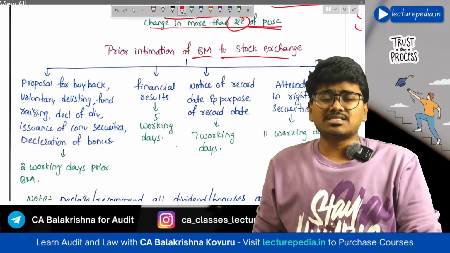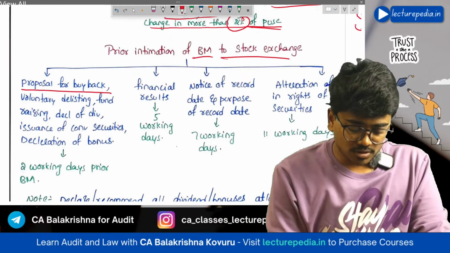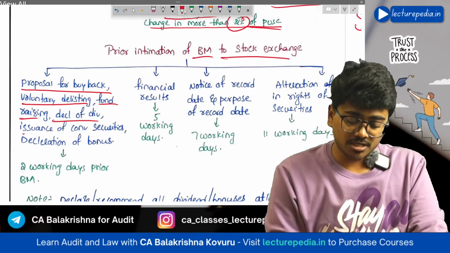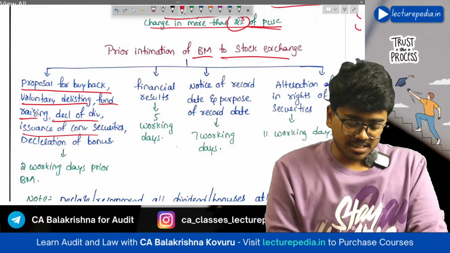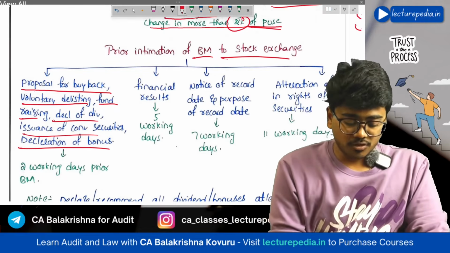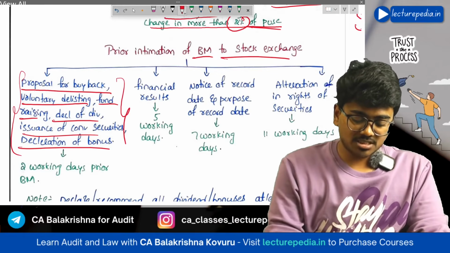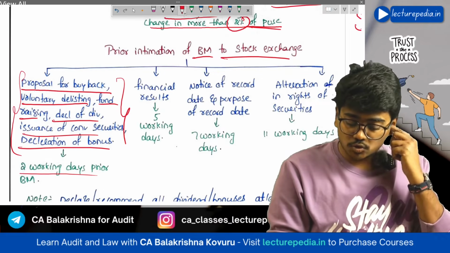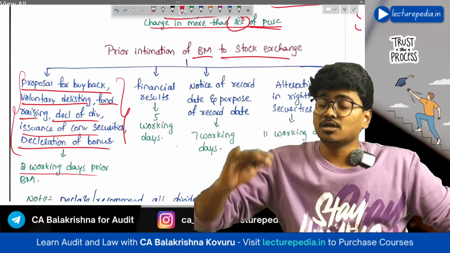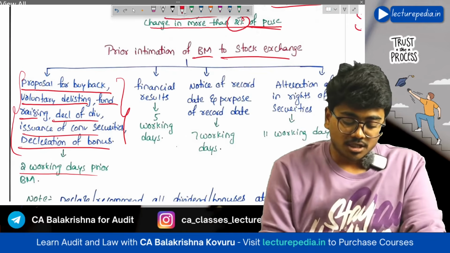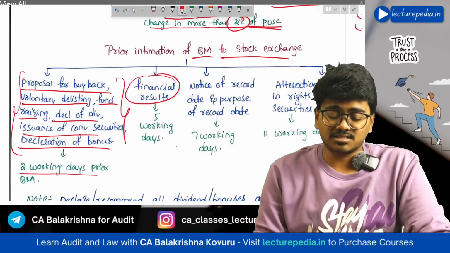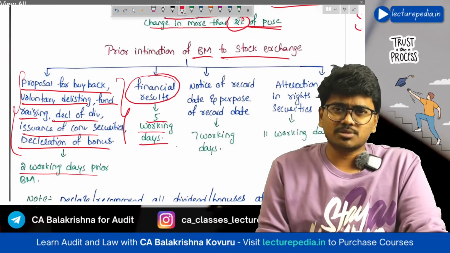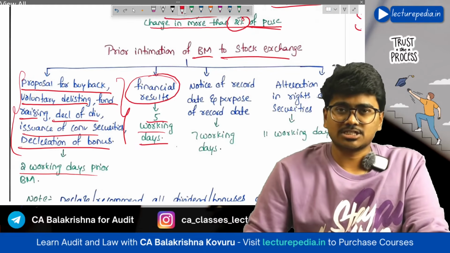If you are going to discuss a proposal for buyback, voluntary delisting, fundraising, declaration of dividend, issue of convertible securities, or declaration of bonus, then intimation of such board meeting has to be given at least 2 working days prior to the board meeting to the stock exchange. Next, if you are going to discuss financial results, then at least 5 working days prior notice has to be given to the stock exchange.